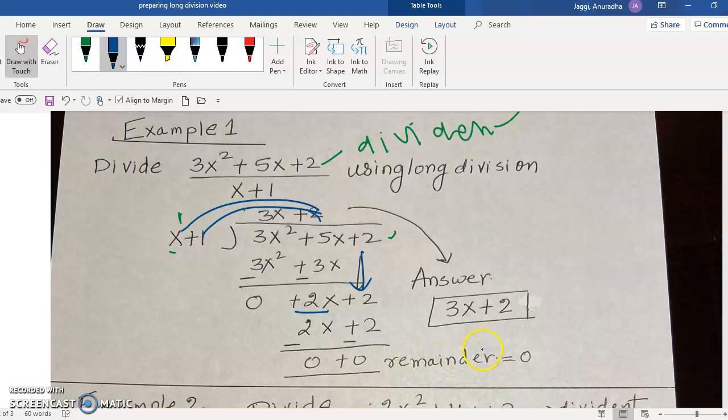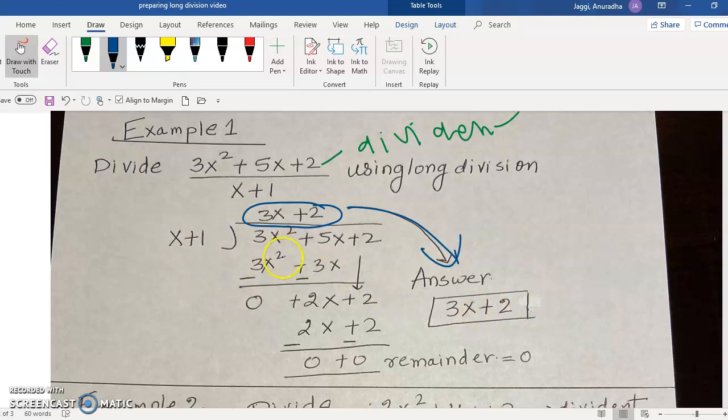And if the remainder is 0, then the answer is only the quotient, and your quotient in this question is 3x plus 2, and that is your answer. And this is possible if your remainder is 0, because then you don't have to write quotient plus remainder over divisor, because 0 over anything is 0. So that is your answer.